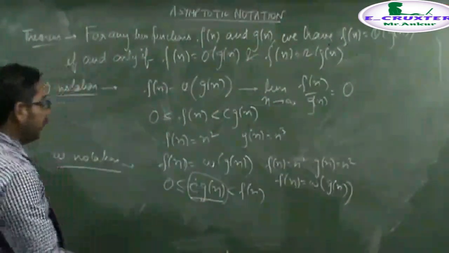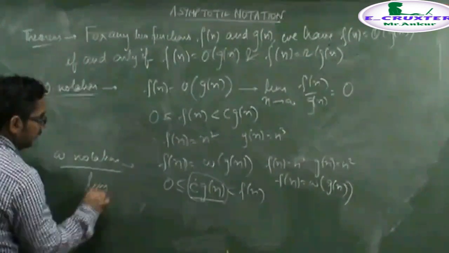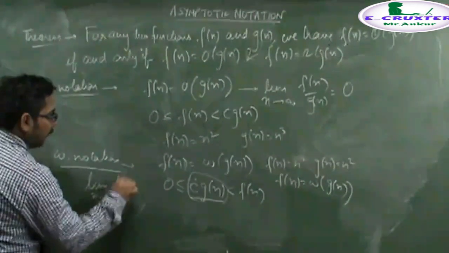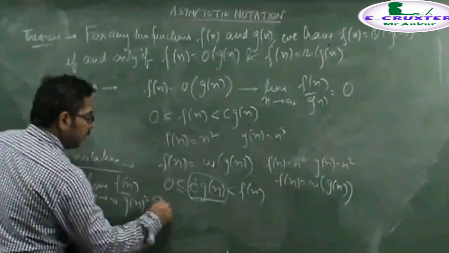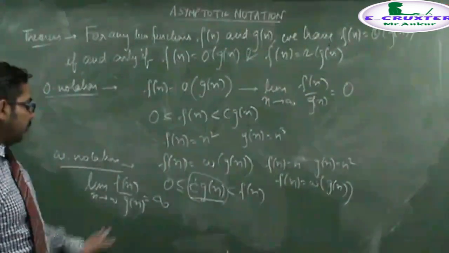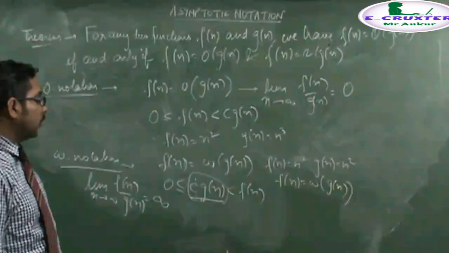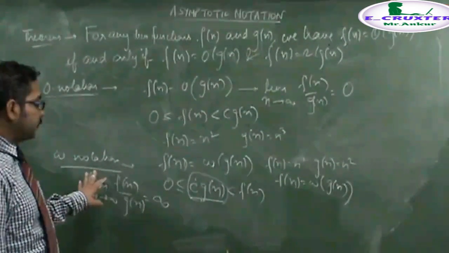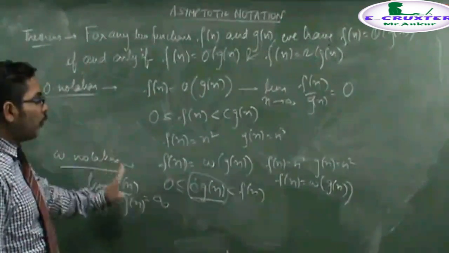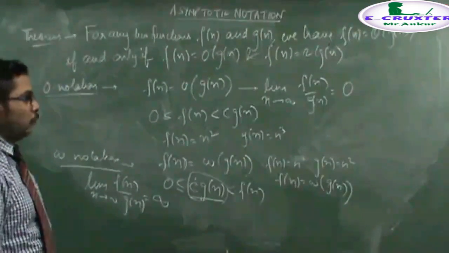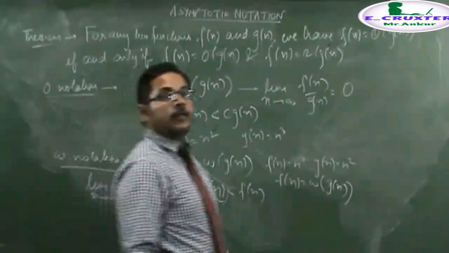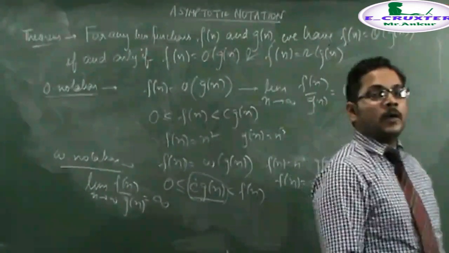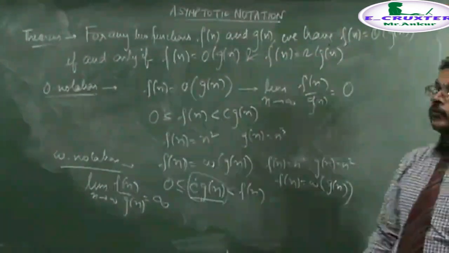And in terms of limit, if I apply the limit here and calculate the result f(n) upon g(n), and the result always comes to infinity, then the g(n) function will act as the loose lower bound for the f(n) function. These are the fundamental concepts related to the asymptotic notations.